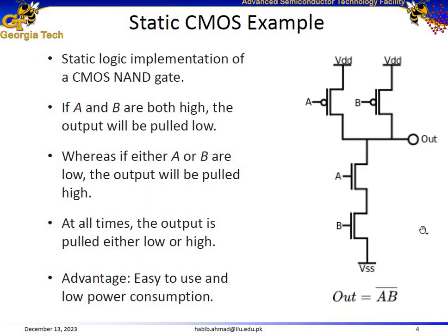Here is an example of a static complementary metal oxide semiconductor where we have a pull-down network, which is a combination of the NMOS transistors, and a pull-up network, which is a combination of the PMOS transistors. Here is an example of a NAND gate. The inputs are A and B, the NMOSes are in series, while the PMOSes are in parallel.